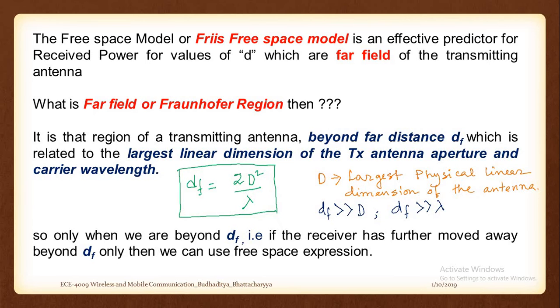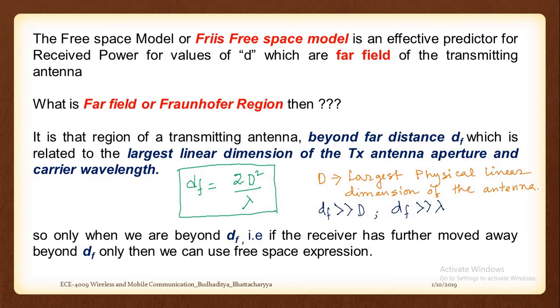So this df is given by 2D square, capital D square, by lambda, where D is the largest physical dimension of the antenna. Suppose you are making a measurement with respect to free space. Basically you have to take into account what is the maximum dimension of the antenna possible, because that is up to me, how you are designing an antenna. So if I know capital D and lambda, 2D square by lambda will give us df.